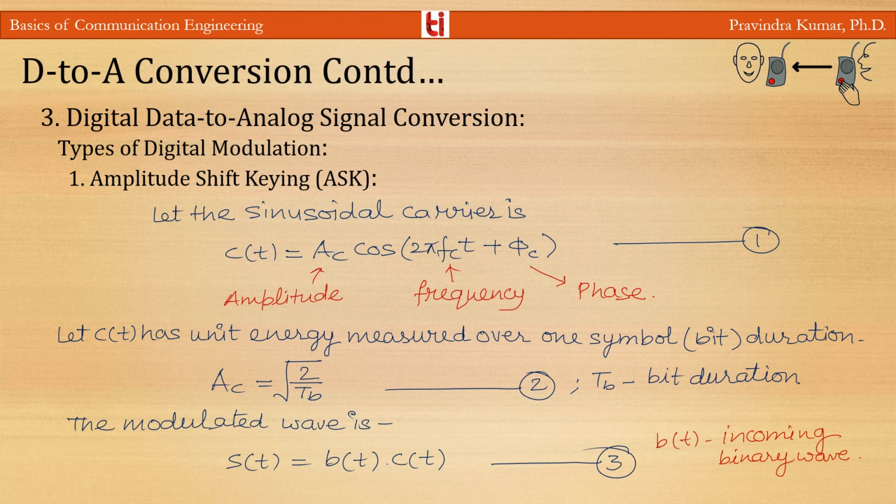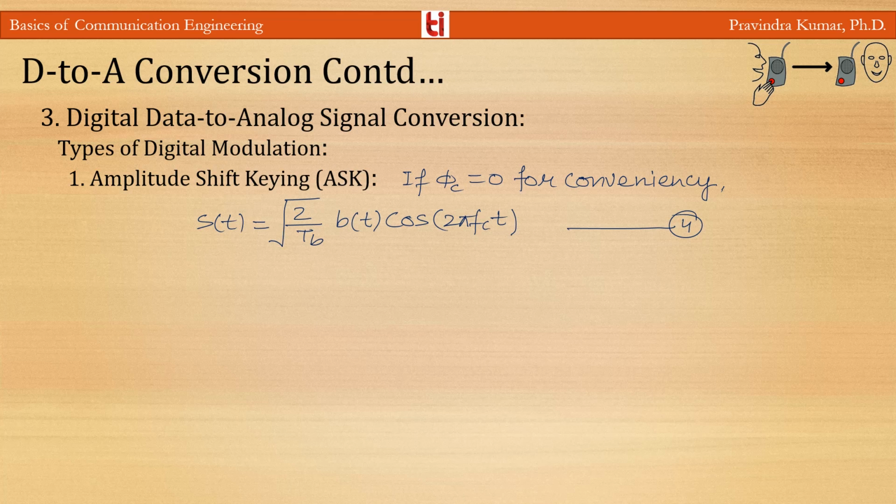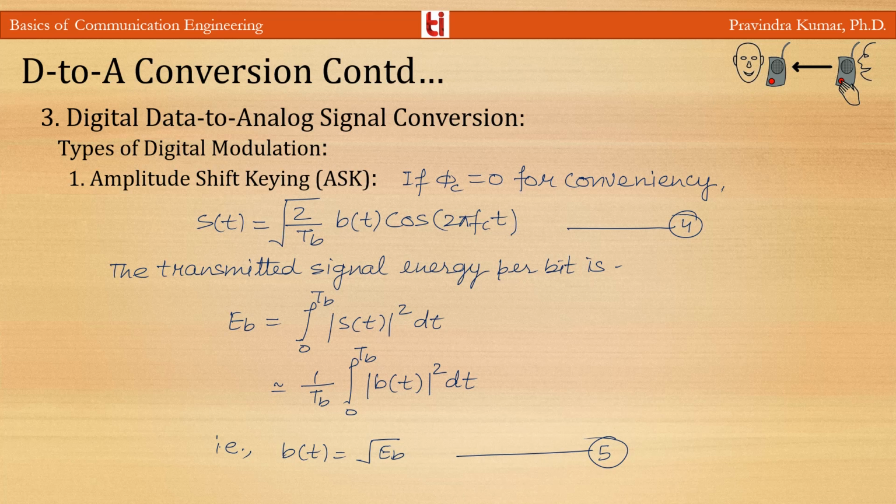And for the band pass signal, the modulated wave is defined as s(t) is equal to b(t) into c(t), and b(t) is the incoming binary wave. So for our convenience, if we consider phi c is equal to 0, then s(t) will be root 2 by Tb b(t) into cos 2 pi fc t, and the transmitted signal energy per bit Eb is equal to integration 0 to Tb of the mod square of s(t) dt, and here it will be equal to 1 by Tb integration 0 to Tb of the mod square of b(t) dt. And from here we can have b(t) is equal to root Eb.